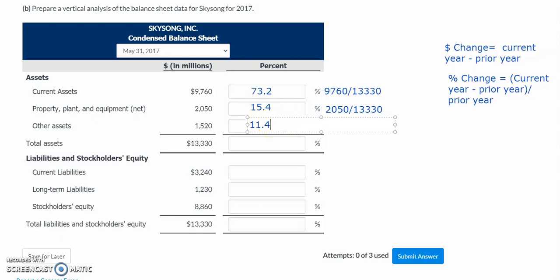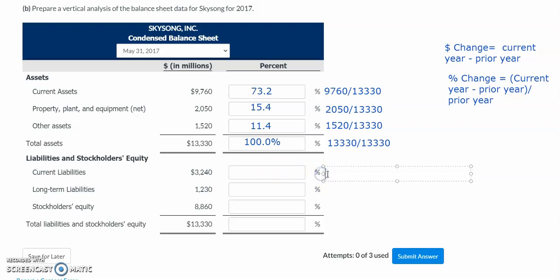of my total assets. And if you had a complete financial statement with every single line item, you'll see that your 13,330 divided by 13,330 will equal 100%. So you should be able to add up all of these to 100%. In some of your homework problems, you might not be given all of the financial statement line items. They might give you a portion of the balance sheet. So please keep in mind that you might not have all the accounts.